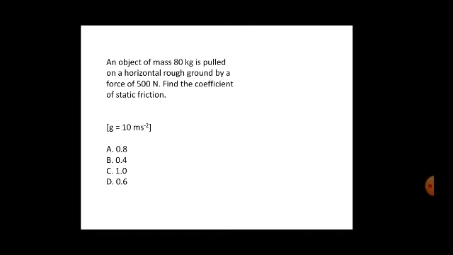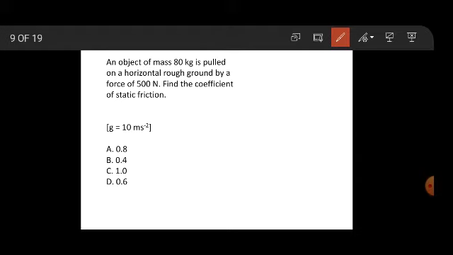Now let's see a question here. We are given that an object of mass 80 kg is pulled on a horizontal rough ground by a force of 500 newtons. Find the coefficient of static friction. That means it is about to move. So for the coefficient of static friction, we say that F is equal to F. Now the force here is 500 newtons. Your frictional force is not given, but we know that frictional force is equal to mu R, or we can just say mu mg, since R is mg.